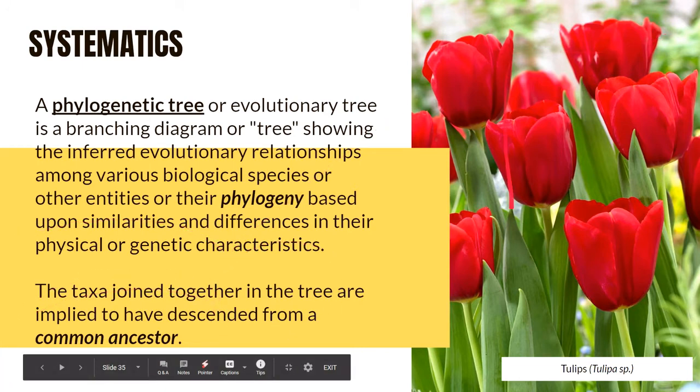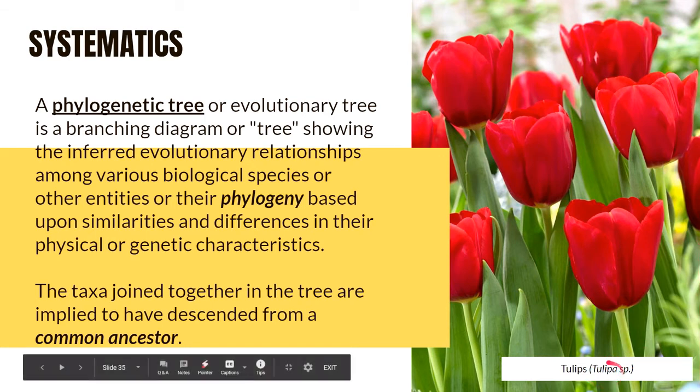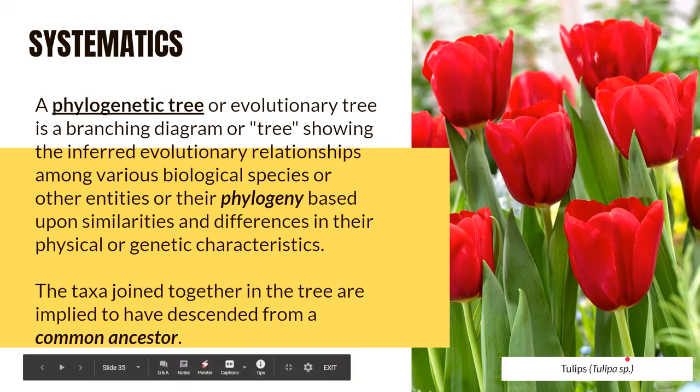And this is an image of one of my favorite flowers, tulips, Tulipa sp. By the way, if you only have the genus name and you do not have the second part of the name or the complete species name, you can write sp for species. That refers to the scientific name of this general group of tulips. So if you see this sp, it's mostly a more general scientific name.